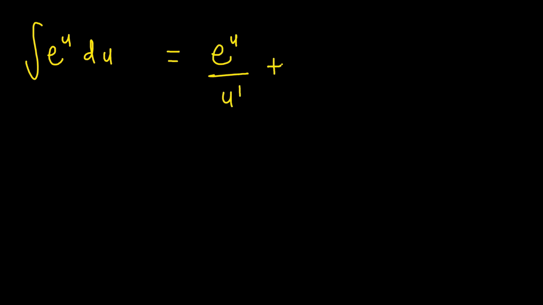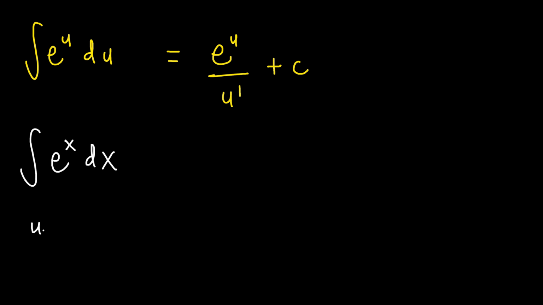Now let's see how we can integrate exponential functions. Whenever you have the integral of e to the power of u times du, this will be equal to e to the power of u divided by u prime and then plus c. In this case, u prime is the derivative of u. Let's say we have the integral of e to the power of x dx.